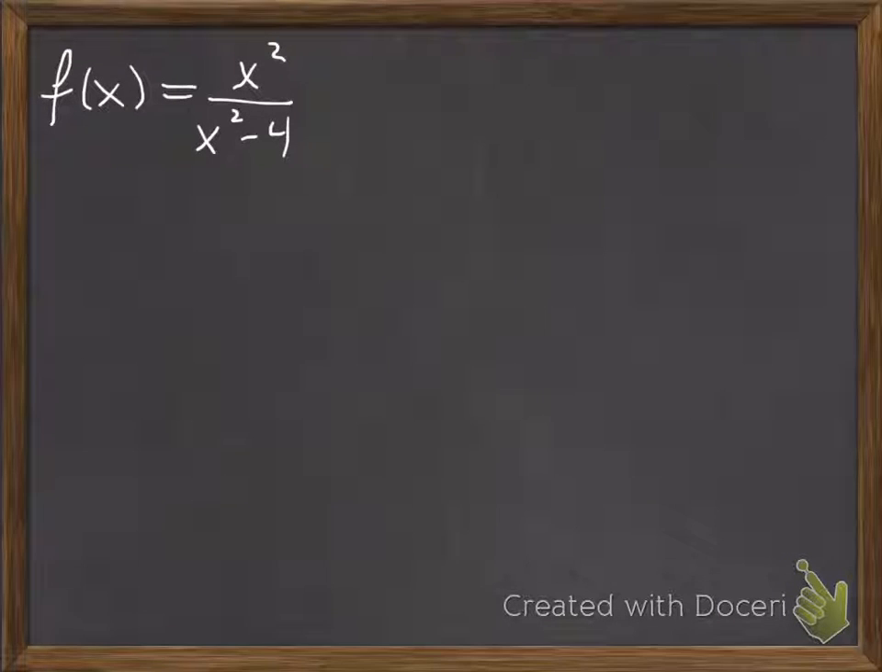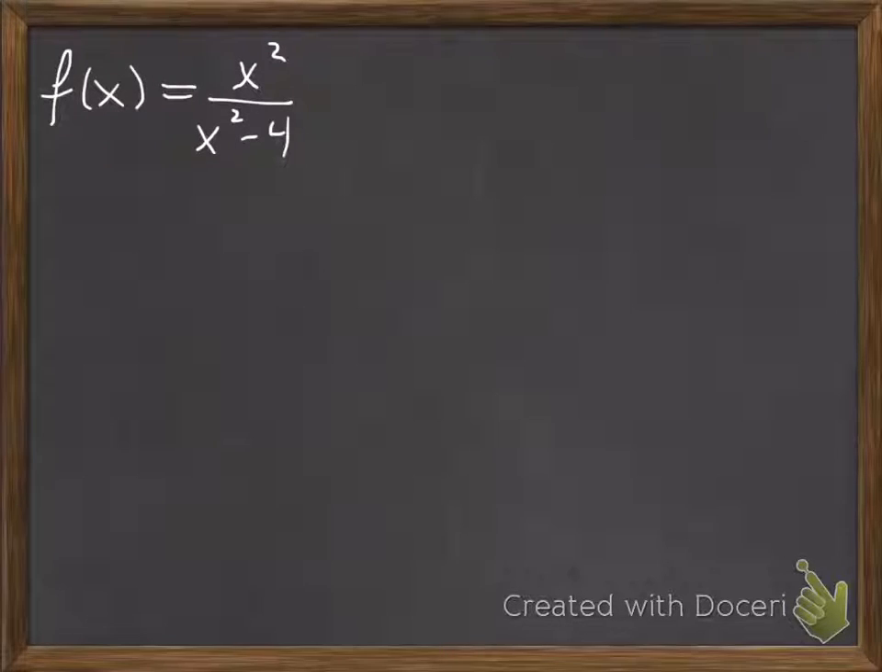Alright, we're going to look at using some calculus here to sketch this curve, and a lot of algebra and pre-calc stuff comes into play when we do this. So we have this function x squared over x squared minus 4, so this is a rational function, and those tend to have vertical, horizontal, and/or slant asymptotes. This particular one is going to have vertical asymptotes at plus and minus 2. That's where the denominator equals 0.